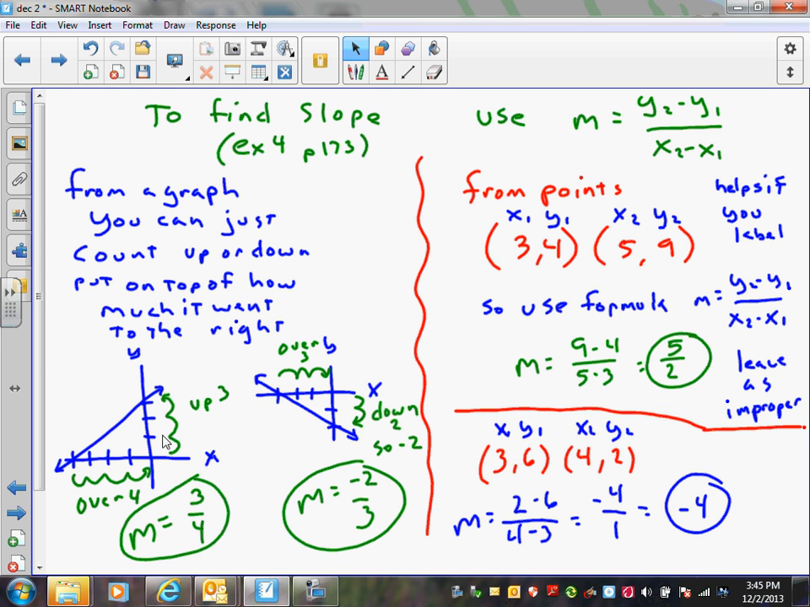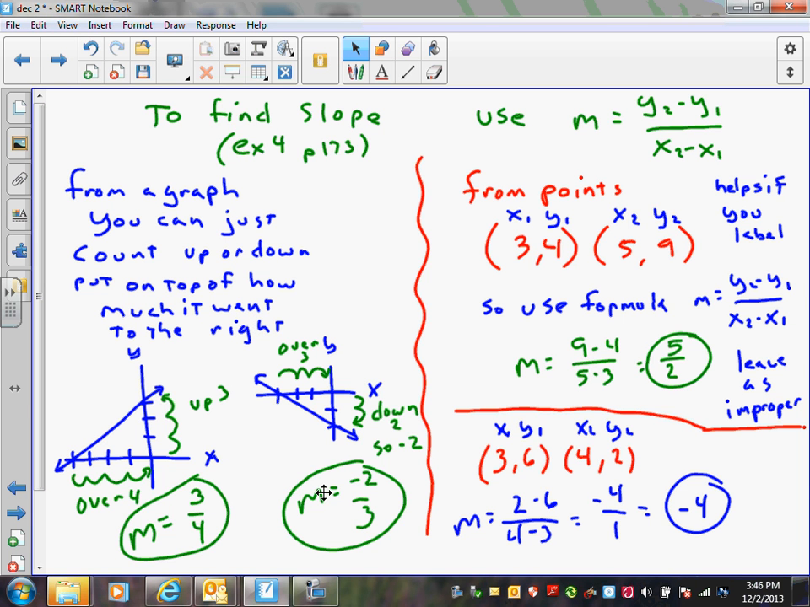So it went up 3. Remember, rise on top of run. It went over 4. So the slope of this particular line is 3/4. If I continued the line, I'd see that it goes over 4 more and then up 3 more. So at 4, we would be at 6 on the y coordinate. 4, 6. We'd have another point up here, and it would be in line with that one.